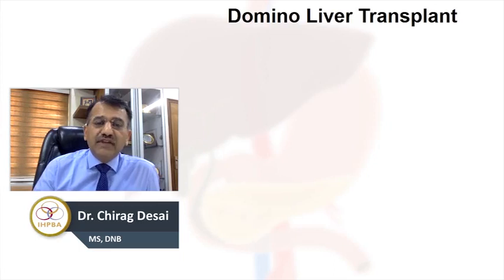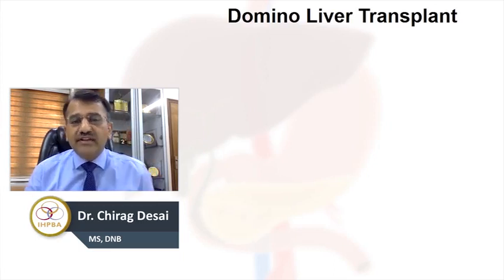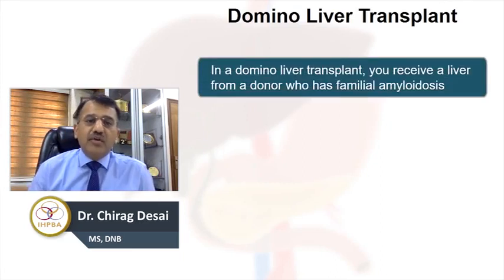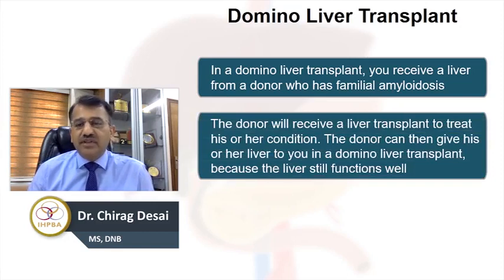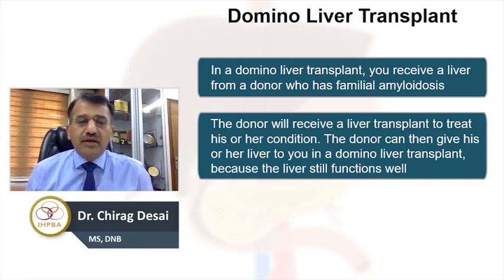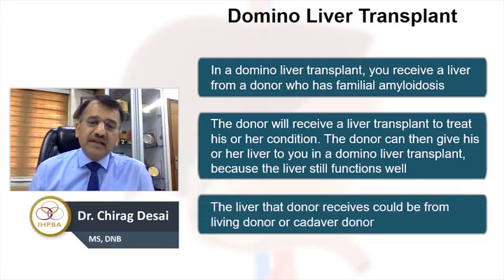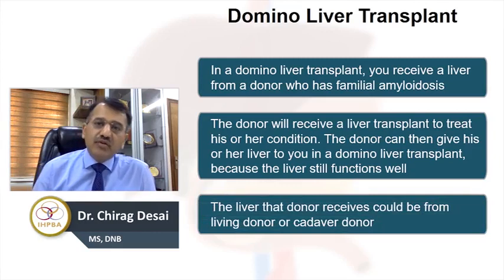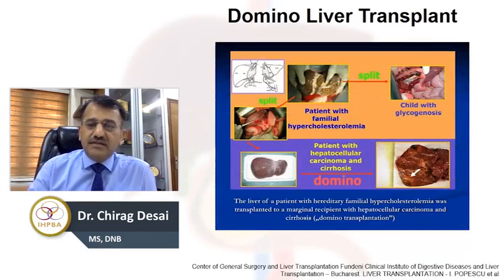And before this liver has a detrimental effect in a new, slightly older recipient, the utility of the liver is already over. So in a domino liver transplant, you receive a liver from a donor who has familial amyloidosis. The donor will receive a liver transplant to treat his or her condition, and the donor can then give his or her liver to you in a domino liver transplant, because the liver can still function. The liver that the donor receives could be from a living donor or a cadaver donor. So this is the diagrammatic depiction of the same thing.